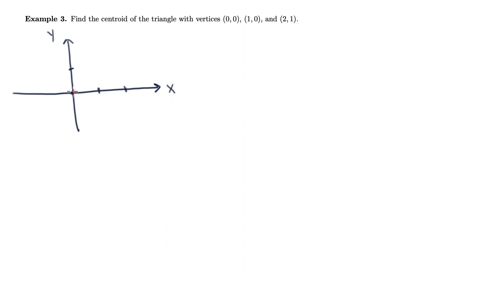So the vertices are 0, 0, and then 1, 0, and then 2, 1, like that.